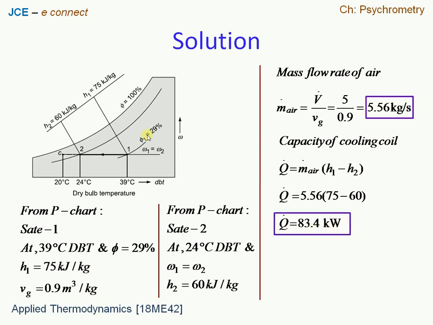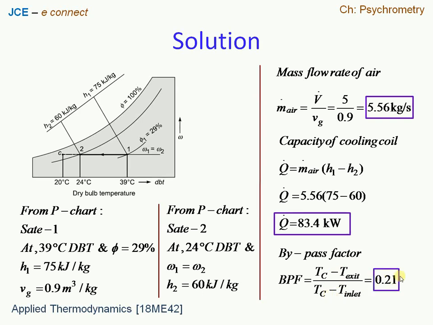Moving further, we are asked to find the bypass factor. By definition, the bypass factor is given as the temperature of the coil minus the exit temperature, divided by the temperature of the coil minus the inlet temperature. The coil temperature is 20 degrees Celsius, the exit temperature is 24 degrees Celsius, and the inlet temperature is 39 degrees Celsius. So this comes to around minus 4 in the numerator, and in the denominator around minus 19. The minuses cancel, and we arrive at a value of 0.21 as the bypass factor.